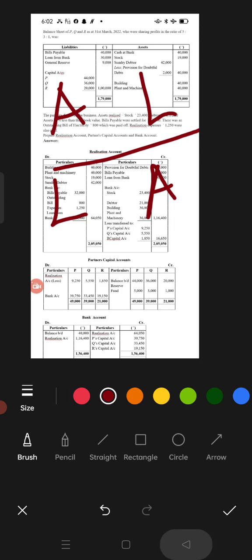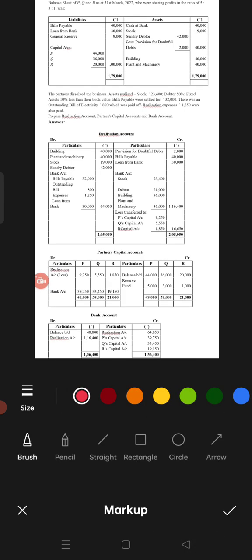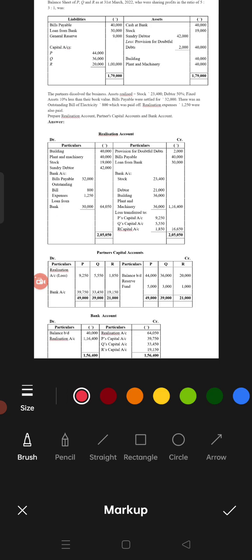Okay. So the first adjustment, here it's given the partners dissolved the business. Assets released: stock 23,400, debtors 50% less, and fixed assets 10% less than the book value. So assets released, stock 23,400. Here it's not given any partner name, so it is not taken over by the partner.